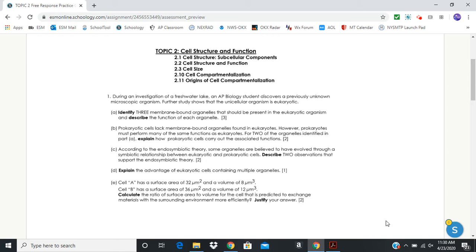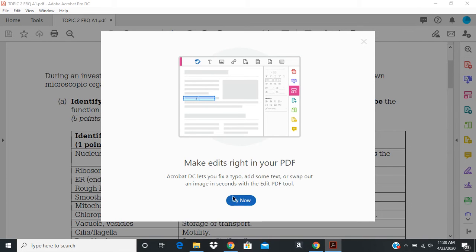So everybody did really great with this. The only issue is a bunch of you guys selected ribosomes as one of the membrane-bound organelles. Ribosomes are not membrane-bound. Please remember that. Your membrane-bound organelles include things that have a physical lipid membrane around them. Okay, and so what would those look like? Well, let's take a look.